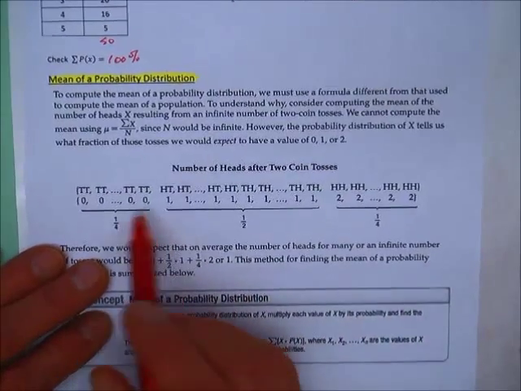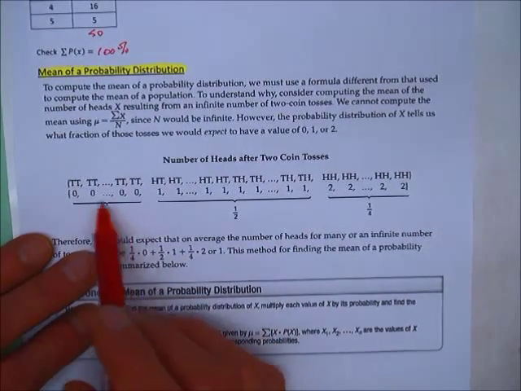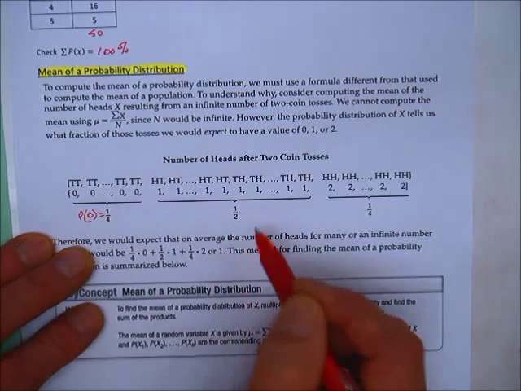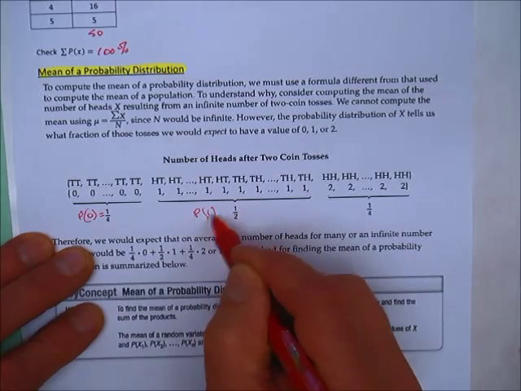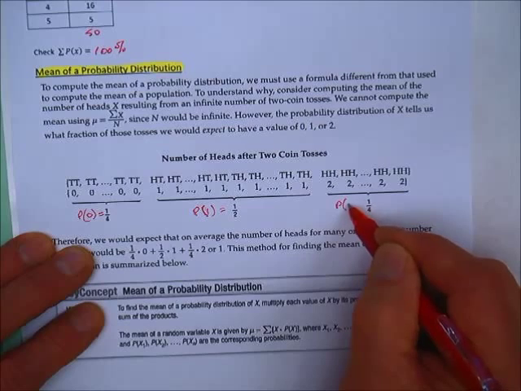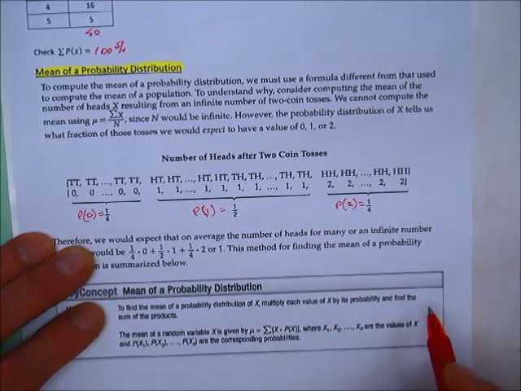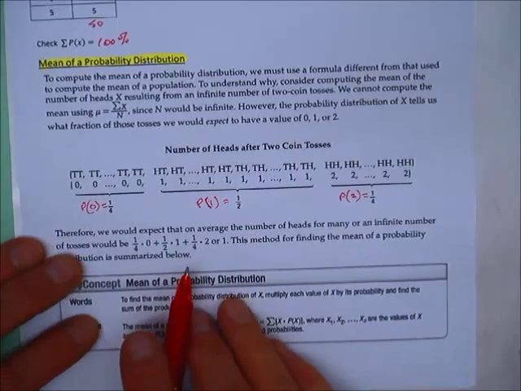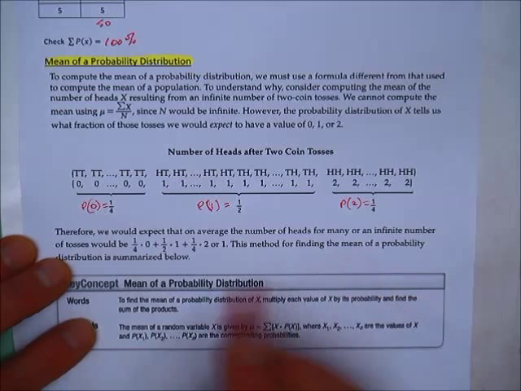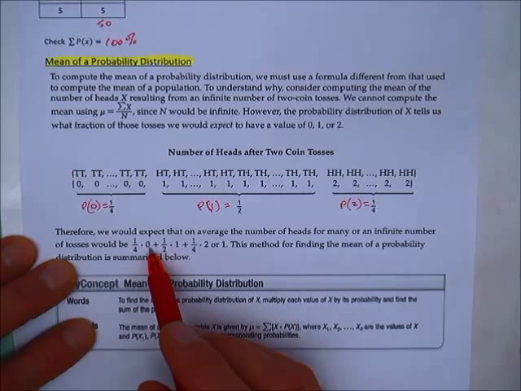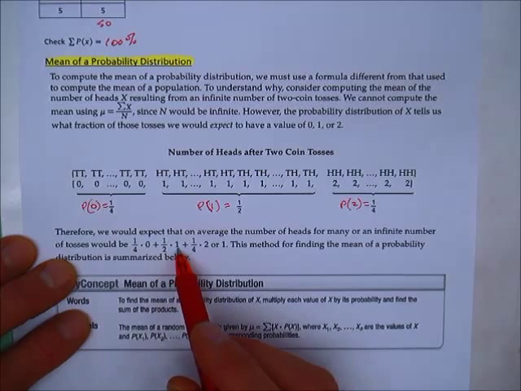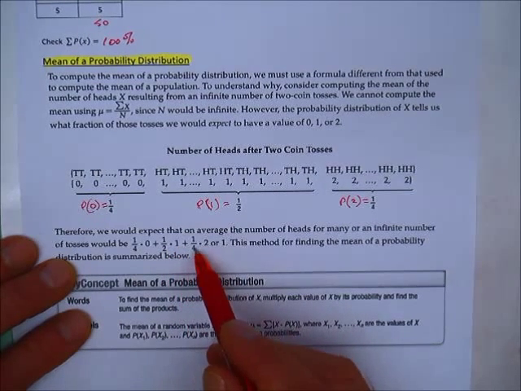So for instance, if we have an infinite number of tosses, you could expect that the probability of having 0 heads is still going to be 1 out of 4, and the probability of having just 1 head is still going to be 1 out of 2, and the probability of having 2 heads is still going to be 1/4. And so therefore, we can expect the average number of heads to be 1/4 times no heads, plus 1/2 times 1 head, plus 1/4 times 2 heads.